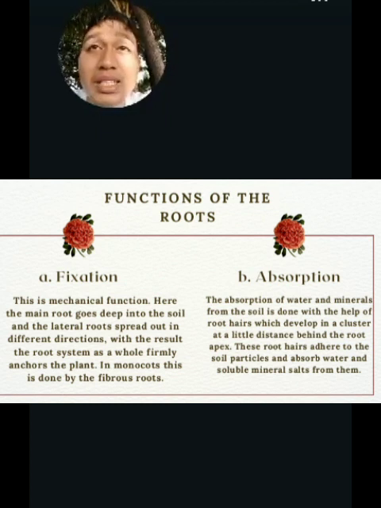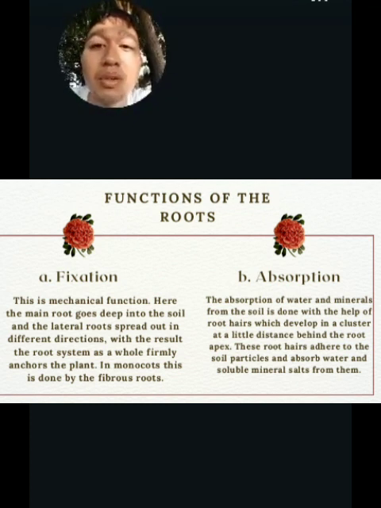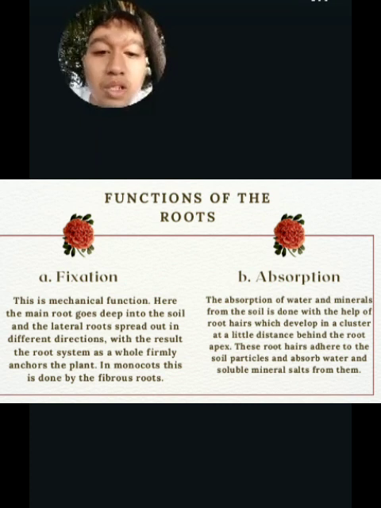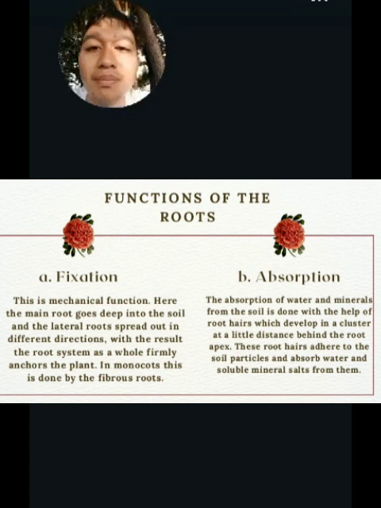So fixation is mostly seen in leguminous plants like mung bean. The next is the absorption. So, as we all know, the common function of roots is absorption of water and food. The absorption of water and minerals from the soil is done with the help of the root hairs, which develop in a cluster at a little distance behind the root apex. These root hairs adhere to the soil particles and absorb water and soluble mineral salts from them.